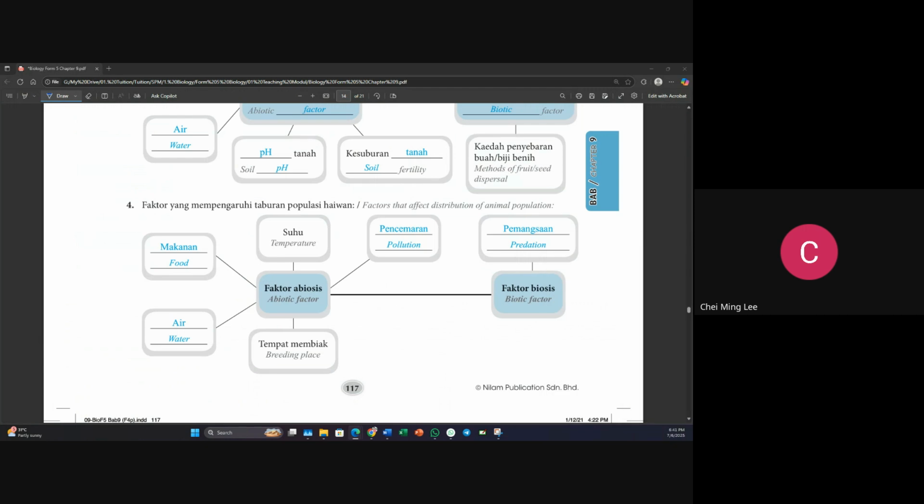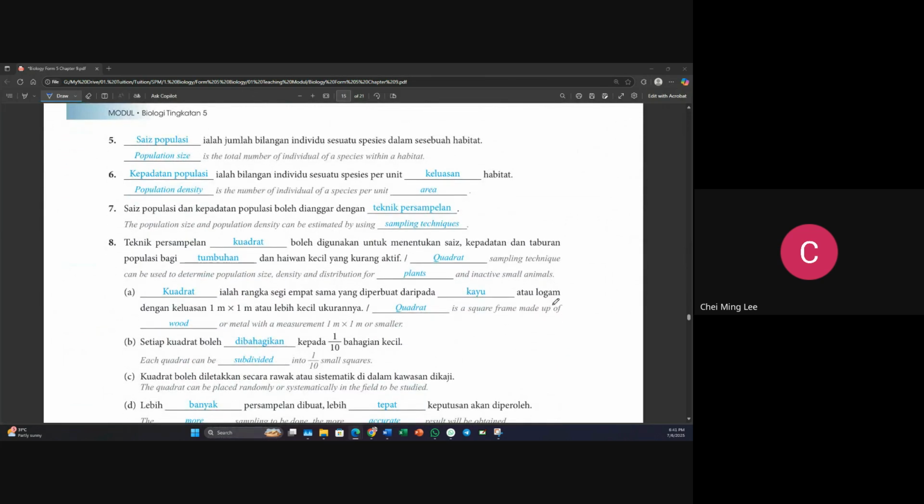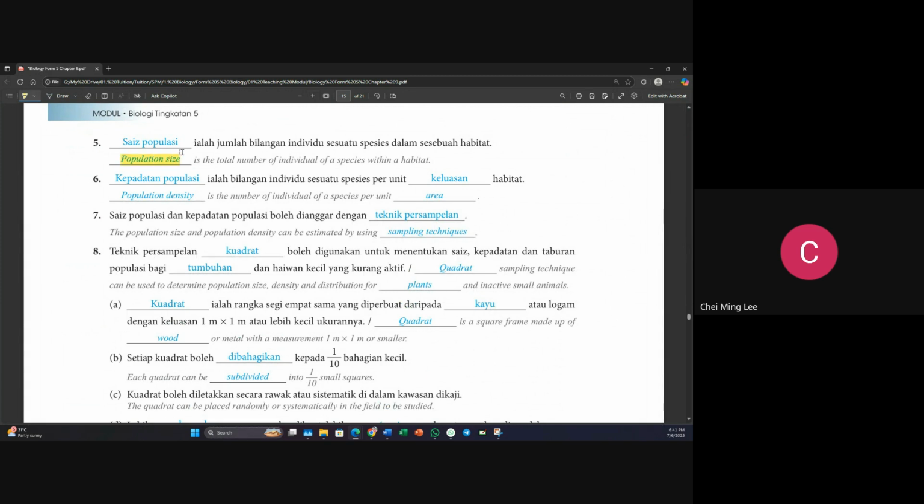Now, let's go back to the module. So now let's see population size. What is population size? Population size is the total number of individuals of a species within a habitat. We're talking about one species only. While population density is the number of individuals of a species per unit area. Both can be estimated by using sampling techniques.